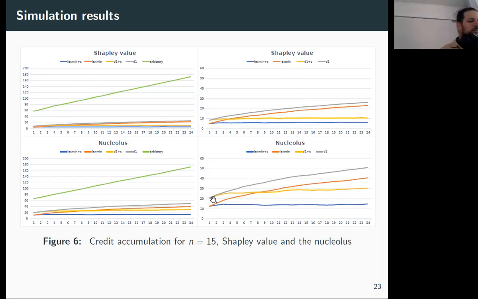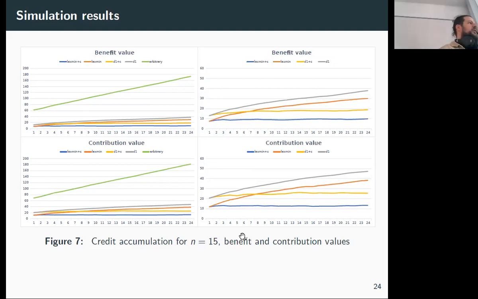We see that indeed there is no credit accumulation if we employ the credit system. So the two stable lines, LexMin plus C and D1 plus C, are stable and balanced. However, we can see that even though the arbitrary matching is just crazy, LexMin and D1 also show a slow buildup of credits. So this, again, is the justification of why we need one part, which is LexMin, and why we need the credit system as well. And this is pretty much the same for the other two allocations as well.